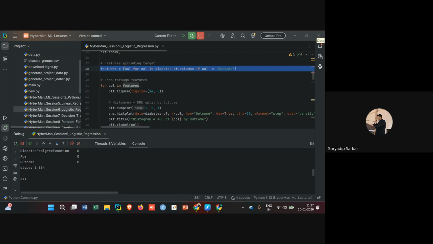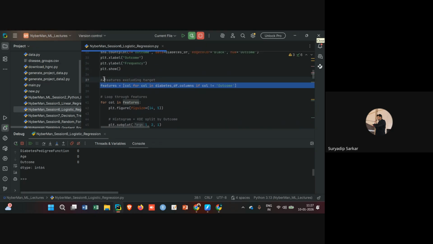Okay, so what I will do is I will first extract the features. In order to extract the features, I am creating a list called features. How am I creating it? I am putting it inside the square brackets that automatically denotes that this is a list, right? And inside it, I am putting a for loop. I am saying for col in diabetes df dot columns, right? And inside the for loop, I am putting an if condition, right? So this is if col is not equal to outcome.